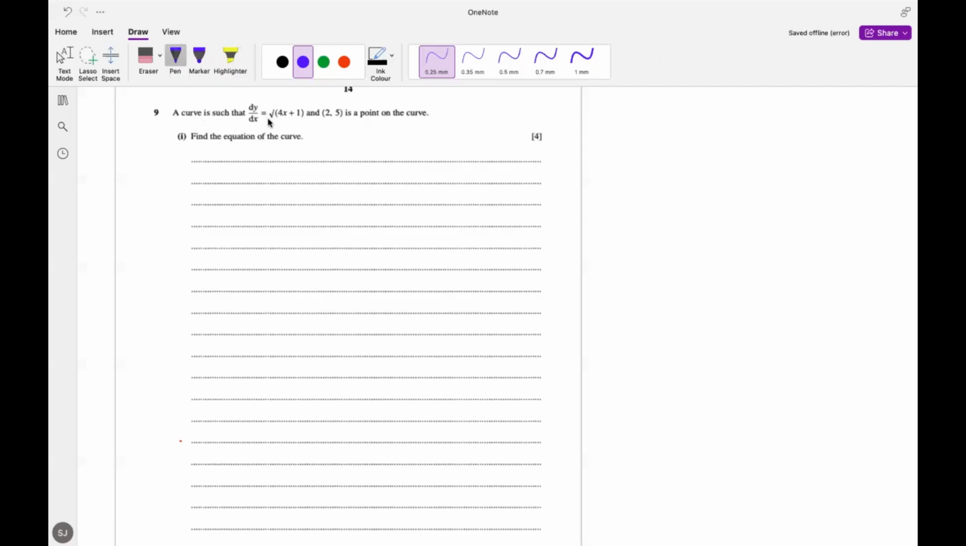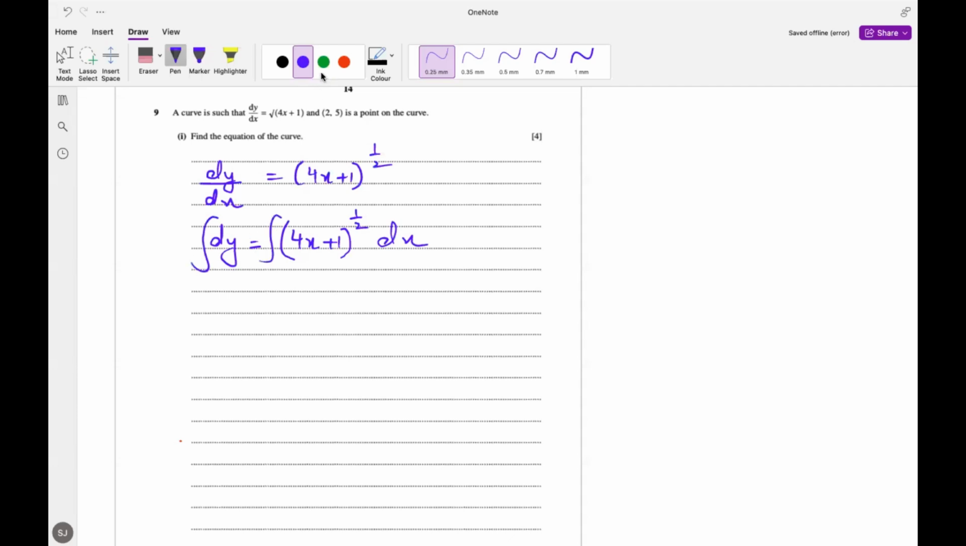In question 9, we have a curve such that dy/dx is the square root of 4x plus 1, and (2, 5) is a point on it. We have to find the equation of the curve. Now, since dy/dx is given, which is the square root of 4x plus 1, we can write it as (4x plus 1) to the power 1 upon 2. We will integrate both sides to find the equation in terms of y. So we can write it as dy is equal to (4x plus 1) to the power half dx.